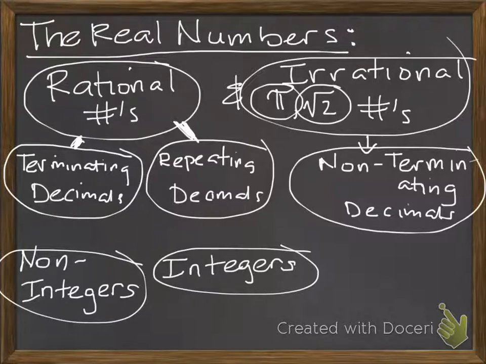Terminating decimals can be broken into two other groups, which are the non-integers, these are positive and negative numbers that have parts to them, so they're written as a fraction, and then integers. And remember, integers are positive and negative whole numbers, or whole numbers and their opposites. So there's no fractions in there, whether or not they're positive or negative. As long as it's a positive or negative whole number, that's an integer. Positive and negative numbers that can only be written as fractions and decimals are what they call non-integers.